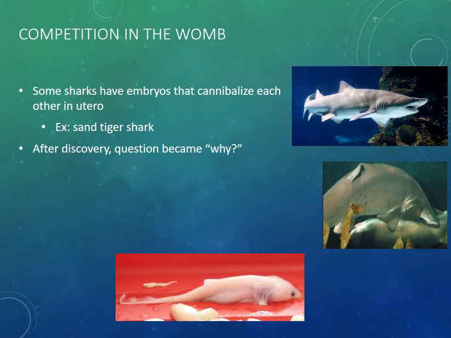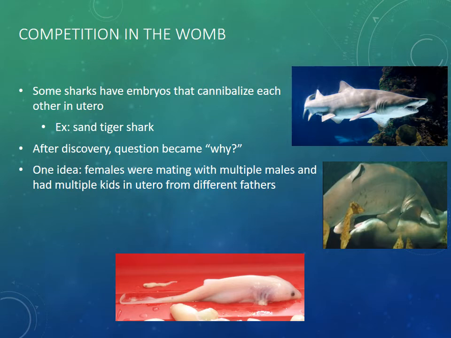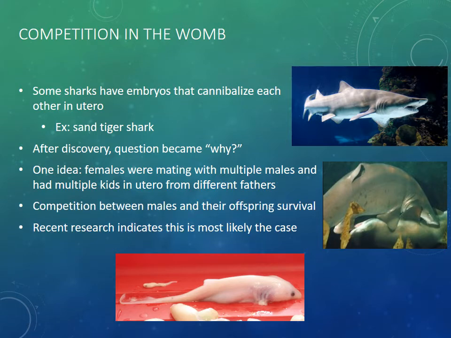And that's very unusual because it's like, why is this happening? This is so bizarre. The idea is that females are mating with multiple males, so all those kids are not from the same father. There's different genetics in there, so there's competition between fathers over which ones have their best offspring survive. Recent research indicates this is most likely the case, some sort of male versus male competition via their kids inside the womb of their mother.